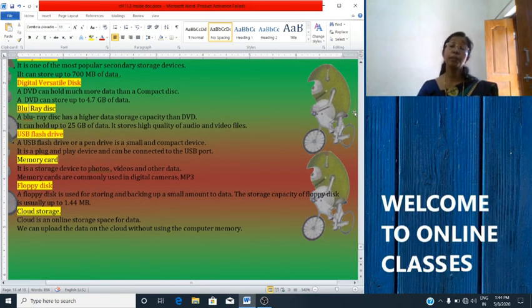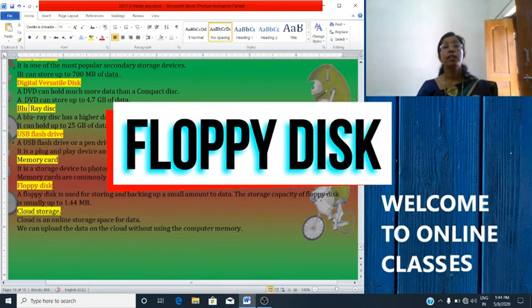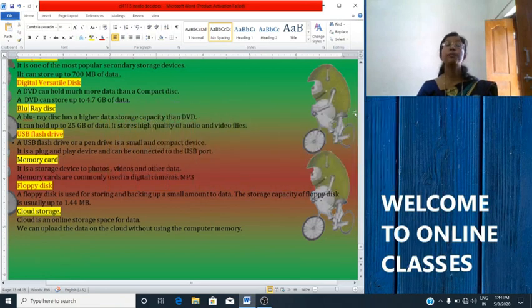Then we studied about a floppy disk. A floppy disk has a storage capacity of 1.44 MB. That is very less. It is not used nowadays because of its limited storage capacity. And to read data from a floppy, we need a floppy disk drive. Nowadays computers are coming without a floppy disk drive.